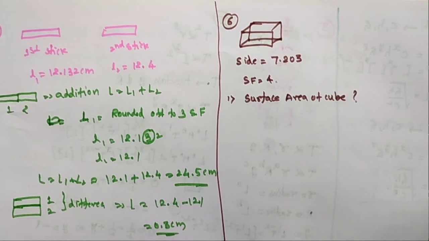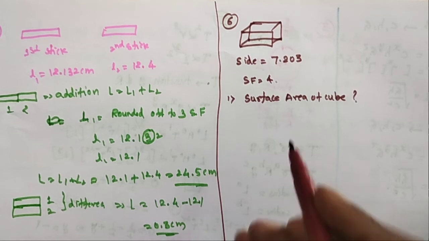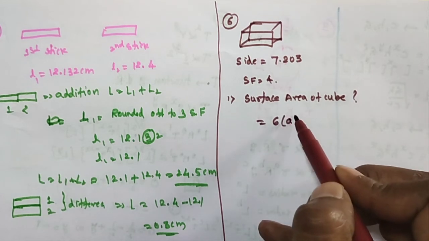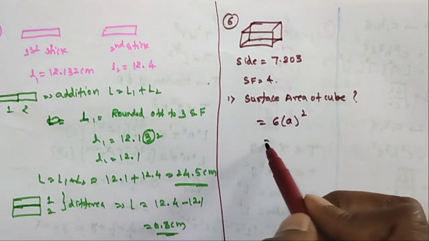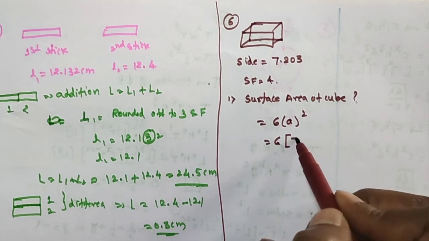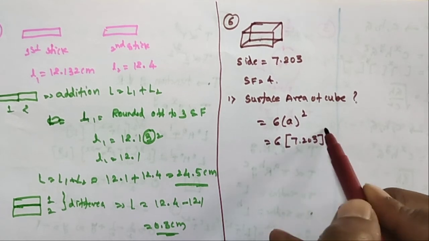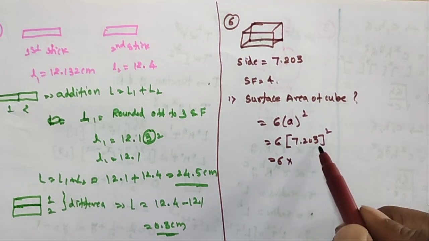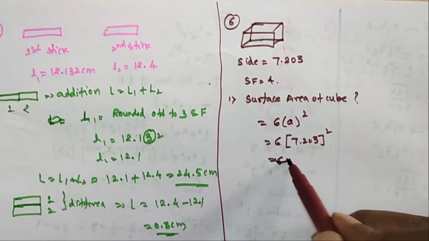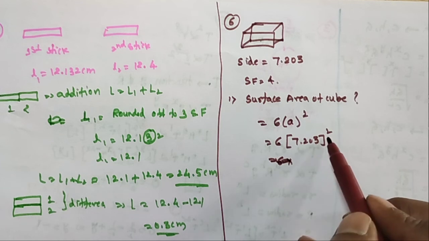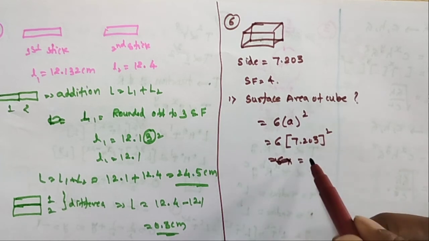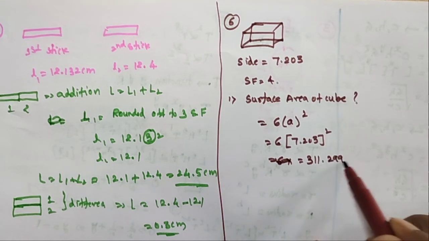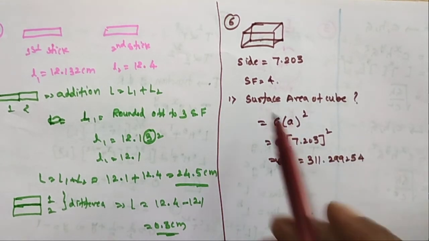Okay, the surface area of the cube formula, we know that it is 6 into side square, that is 6a square, 6 into 7.203 whole square. After squaring and multiplying completely, I'll get 311.299254. But what is the significant figure?